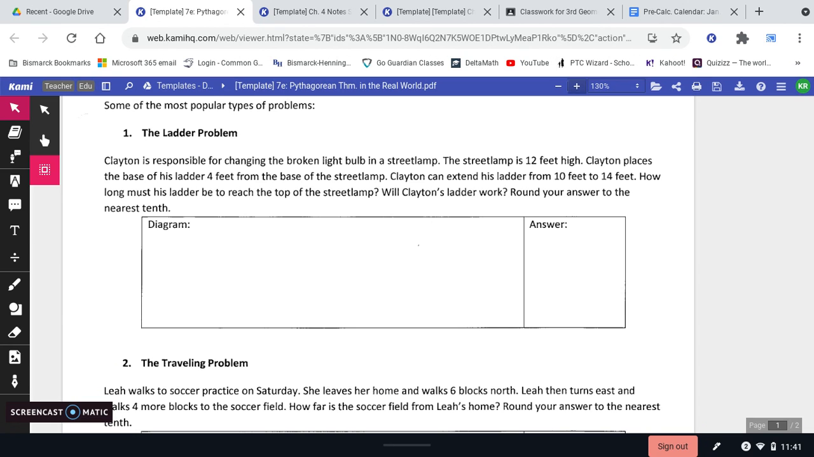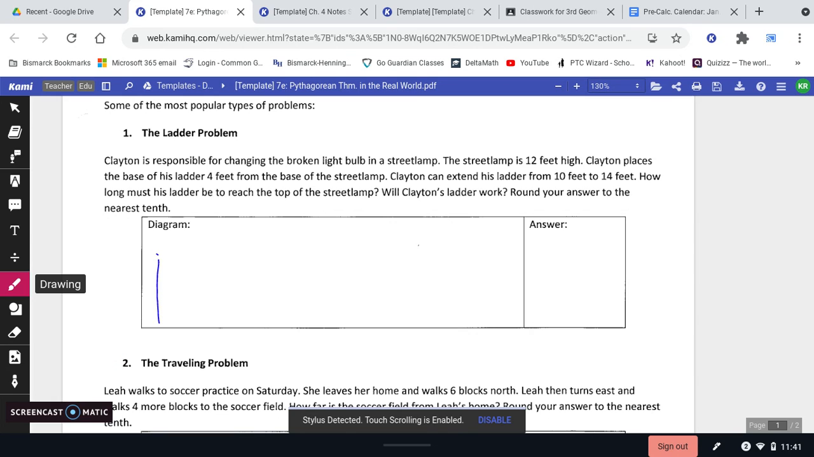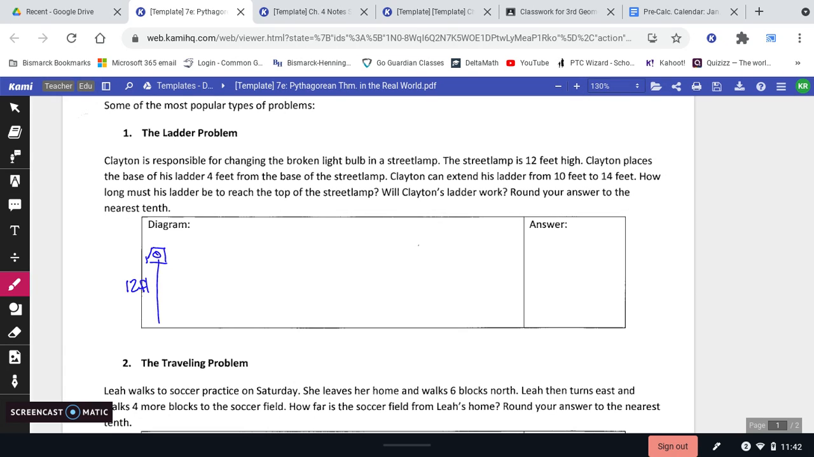Okay, so I would sketch a picture. So here's the street lamp. There's a little light bulb on it, and that is 12 feet high. Then he is going to lean his ladder against it. There's his ladder. Well, this would be a right angle with the ground, and it says that his ladder is 4 feet from the base of the street lamp. So this would be 4 feet. So the question is, is his ladder tall enough to reach the light so that he can change it?